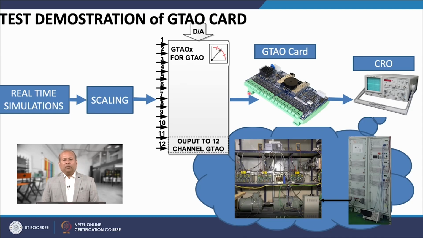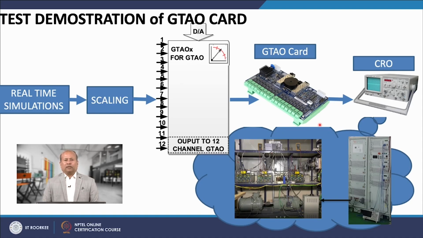Inputs to the GTAO model are IEEE 754 double precision floating point numbers. This model converts and scales input signals to 16-bit integers and writes them to the GTAO card via the GTIO interface.